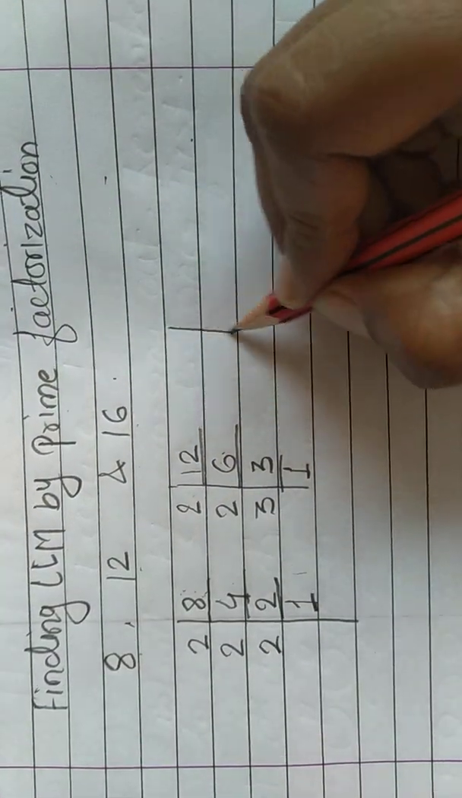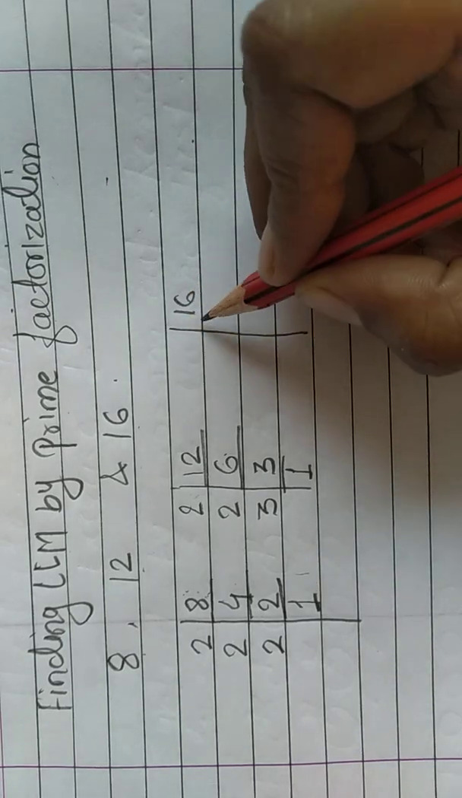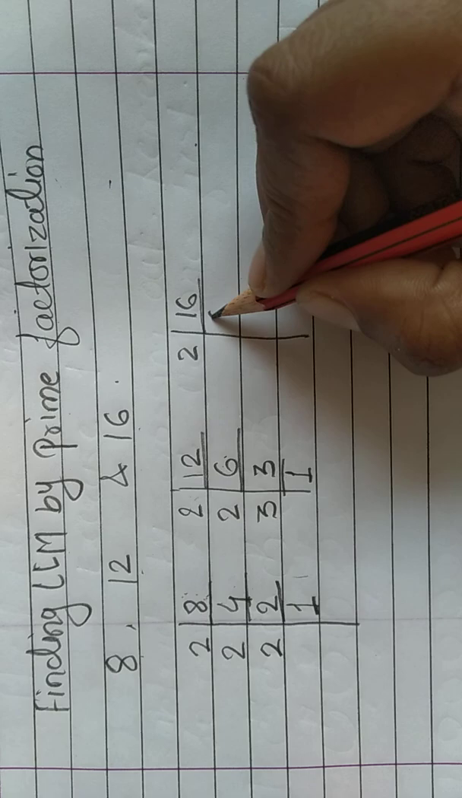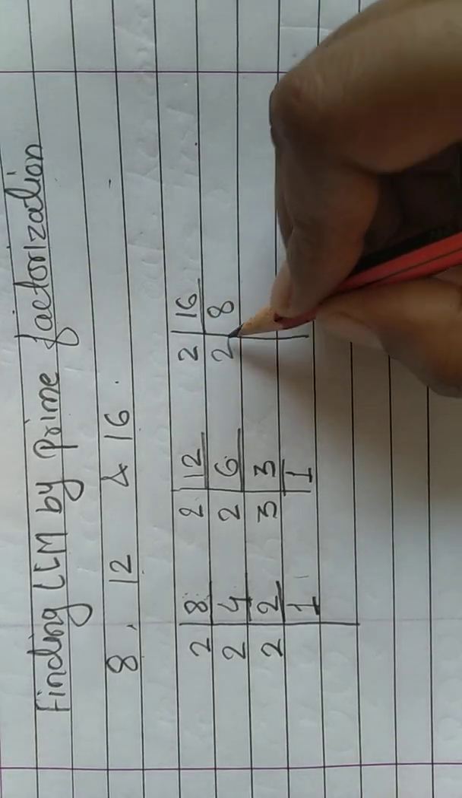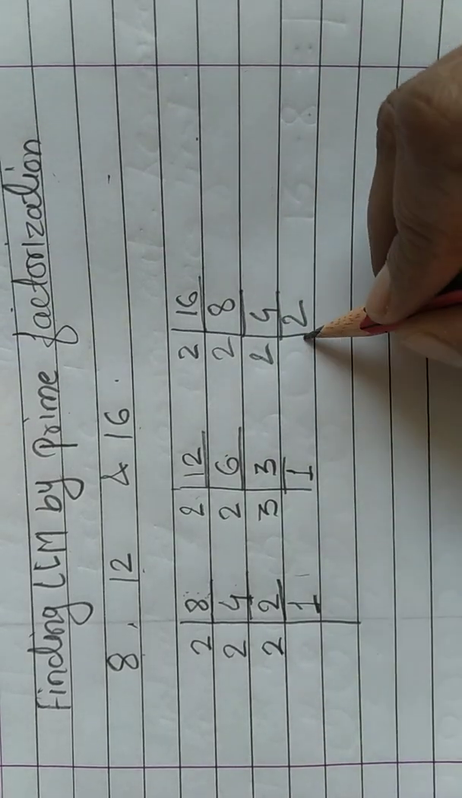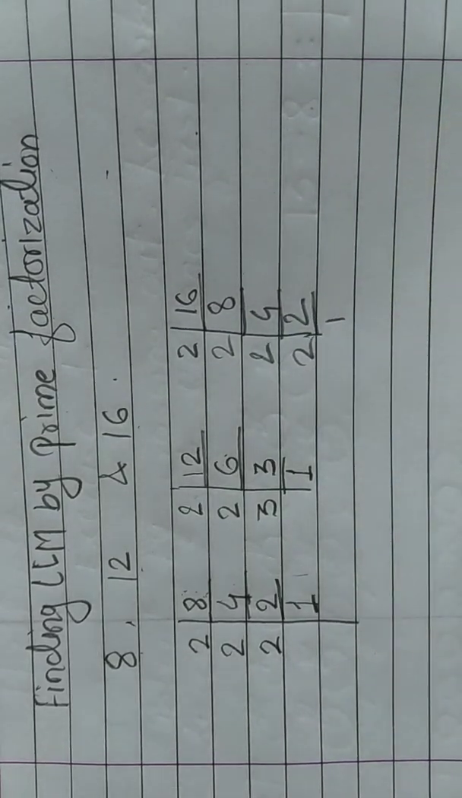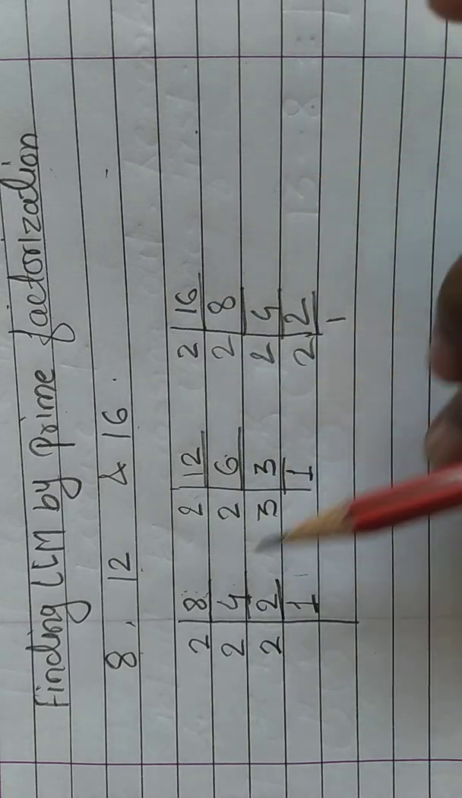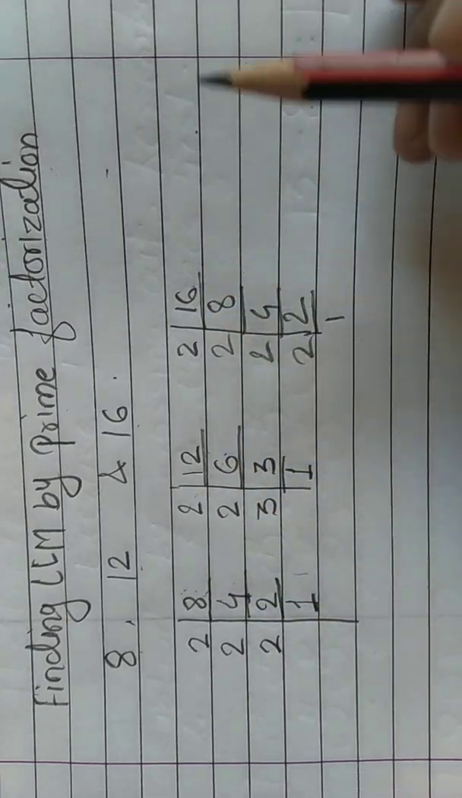Then last we find the factors of 16. 16 is in the table of 2, that's why we take the 2. 2 8s are 16, 2 4s are 8, 2 2s are 4 and 2 1s are 2. Okay, so in this way we have found all the prime factors of the three numbers, 8, 12 and 16.